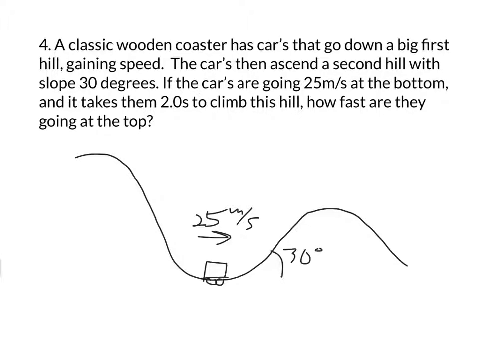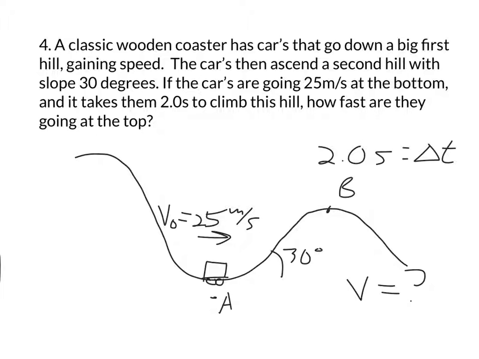And to get up over this hill from point A here to point B here apparently takes 2 seconds. And we're curious at point B, when they get to the top, how fast are they going? So let's label some stuff like I did here. This 25 meters per second looks like a V initial. This 2 seconds looks like a delta time for that interval. And the question they're asking is how fast are they going at the end? So that's a V final. That's our unknown.